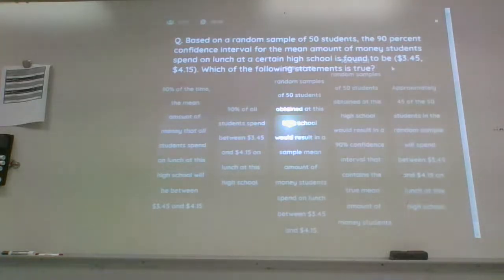Based on a random sample of 50 students, the 90% confidence interval for the mean amount of money that students spend on lunch at a certain high school is found to be between $3.45 and $4.15. Which of the following statements is true?